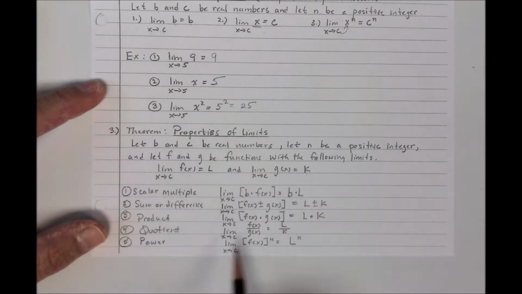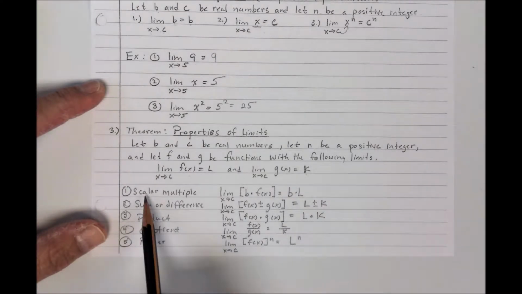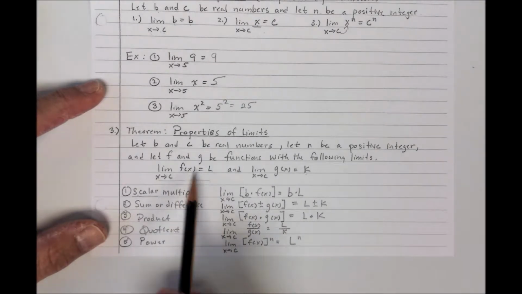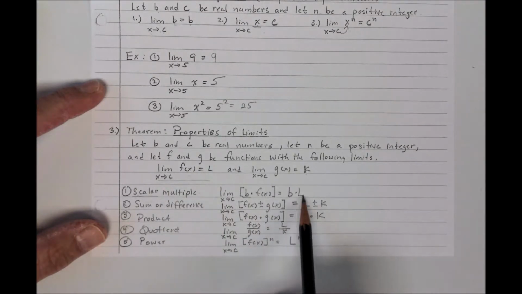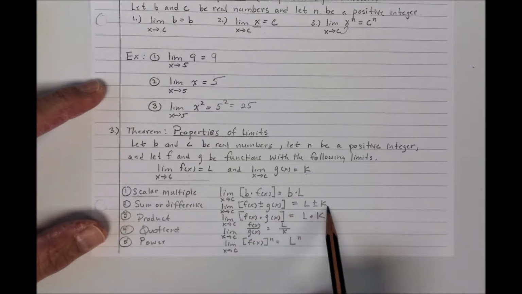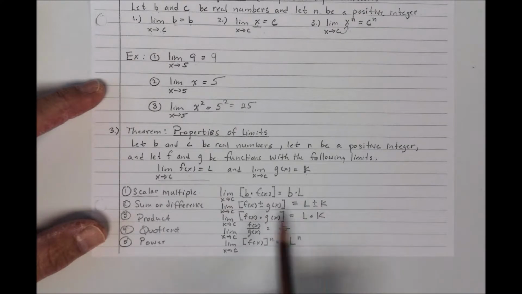Then we have these 5 properties. For example, scalar multiplication means we're multiplying by a constant b there. The limit as x approaches c of b times f of x is just equal to b times L. So whatever the limit of this is, we just multiply it by b. The limit as x approaches c of the sum or the difference of f of x and g of x is the sum or the difference of their limits. The limit of the sum is the sum of the limits. The limit of a difference is the difference of the limits.